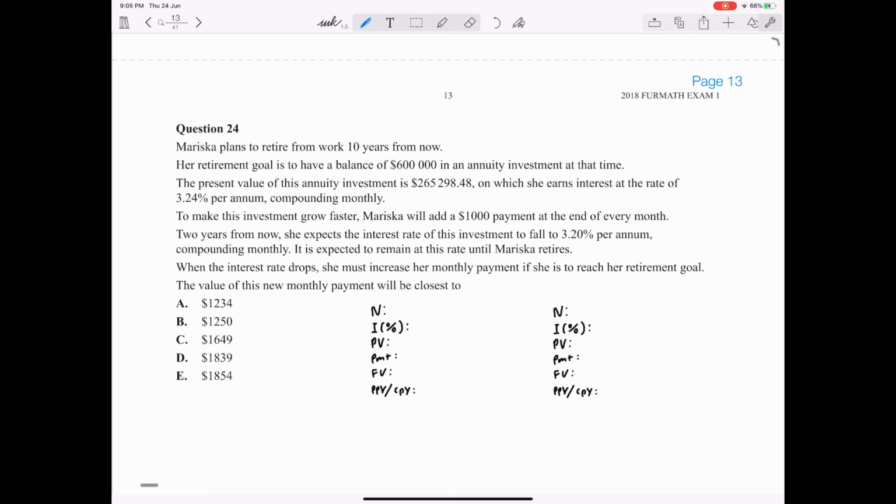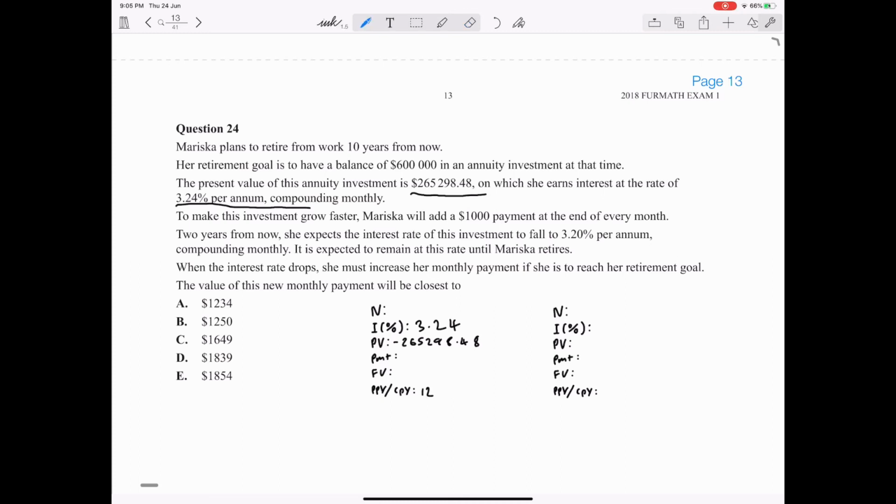So from this statement, we can enter some values into our financial solver. We know that the present value of the annuity is $265,298.48. Since it's an investment, you enter it as negative on your calculator. And the interest rate is 3.24% per annum, compounding monthly, so you put 12 in.